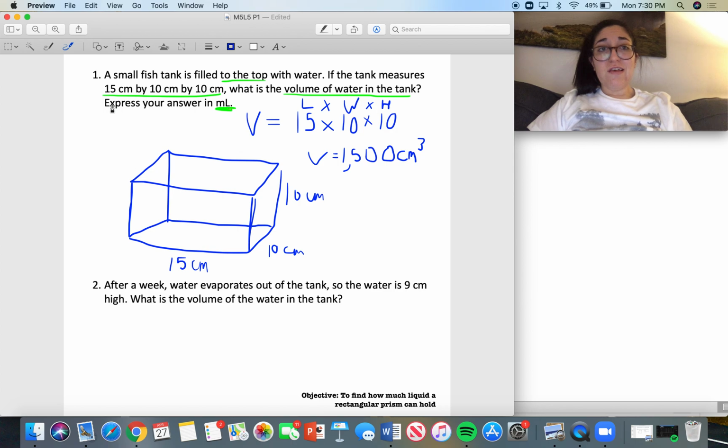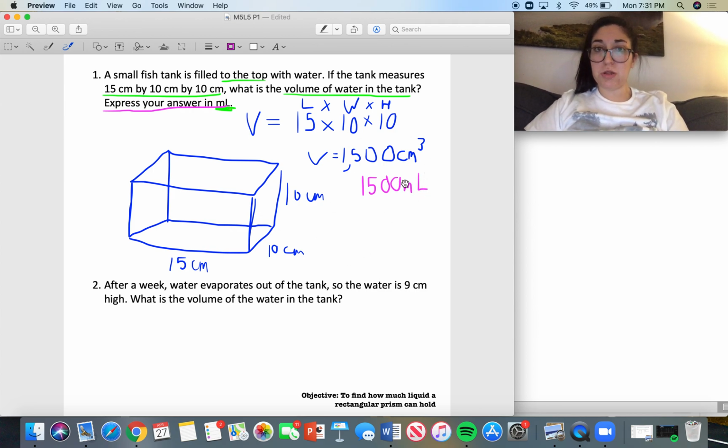Now, since it says express your answer in milliliters, remember what I said before, that every 1 centimeter cubed is equal to 1 milliliter. So if it has a volume of 1500 centimeters cubed, then the amount of water that can fit in is 1500 milliliters. It's one of the easiest conversions you can make.